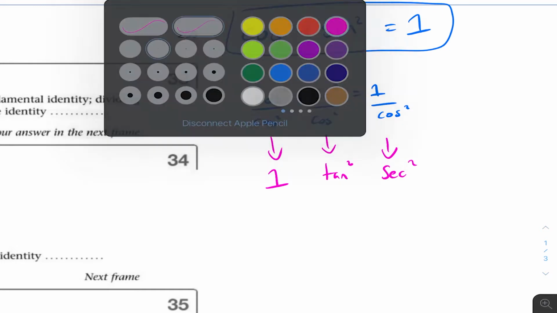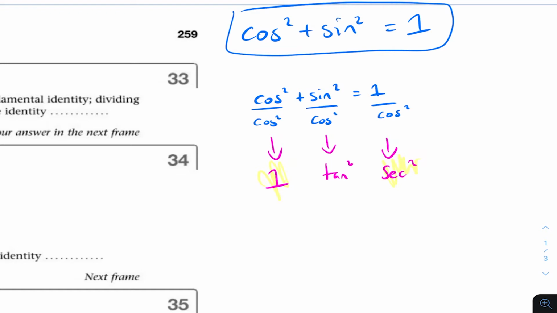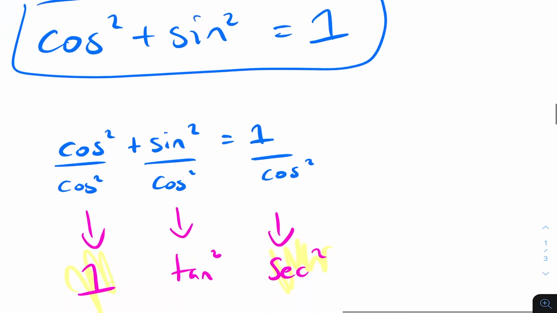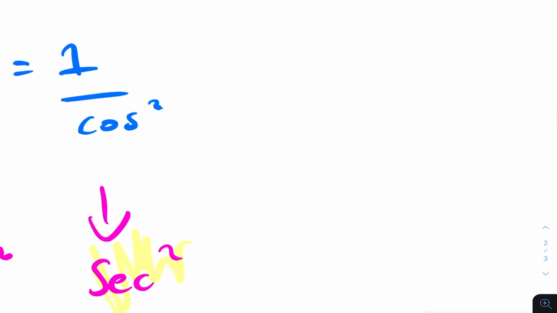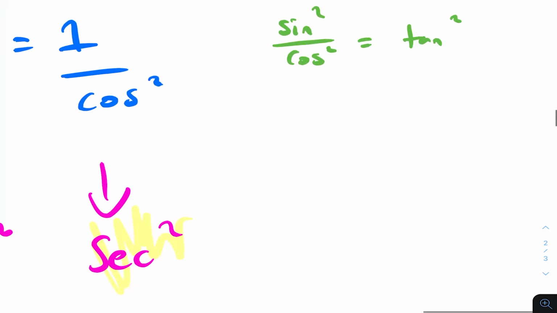So these two should be simple. You should get this. Maybe the tan squared one you don't get, so let's work that one out over here. What we're going to do is prove that sine squared divided by cosine squared is equal to tan squared. Okay, so sine is what? Opposite over hypotenuse, right? And cosine is adjacent over hypotenuse. So sine is opposite over hypotenuse, and cosine is adjacent over hypotenuse.